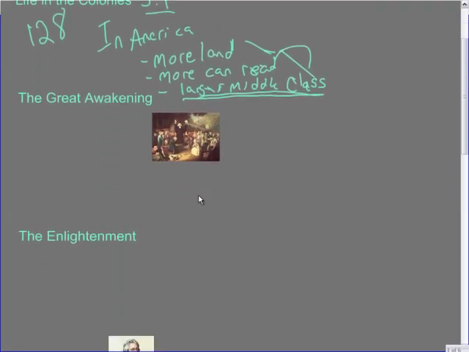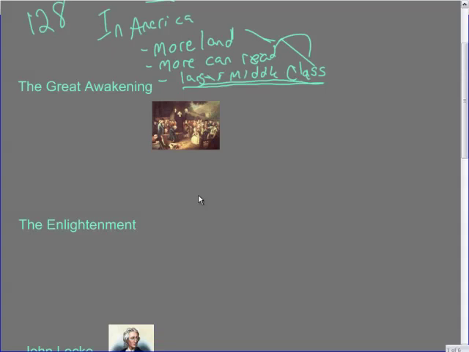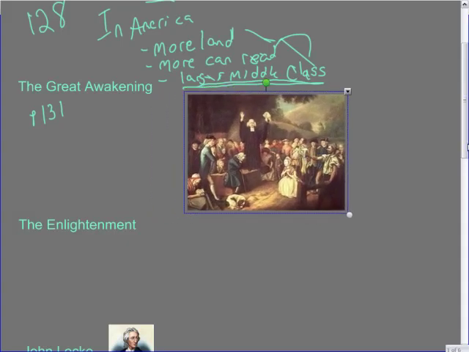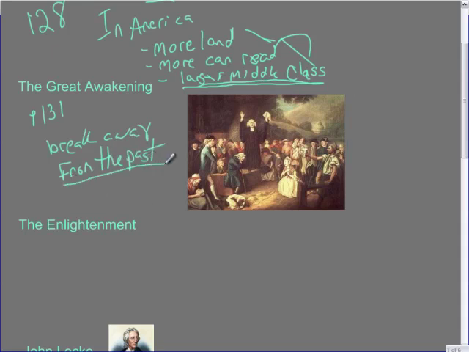The next thing I'm going to study is the Great Awakening. We look at two movements in this quarter. We talked about the Great Awakening and the Enlightenment. The Great Awakening can be found on page 131. When you look at the Great Awakening, you're talking about traveling ministers. It's a religious movement. Traveling ministers going from place to place, preaching that people could break away from the past and start a new relationship with God. So that's really the whole idea behind the Great Awakening: breaking away from the past, starting a new relationship with God. Traveling ministers over here. This guy, who knows what he's saying.